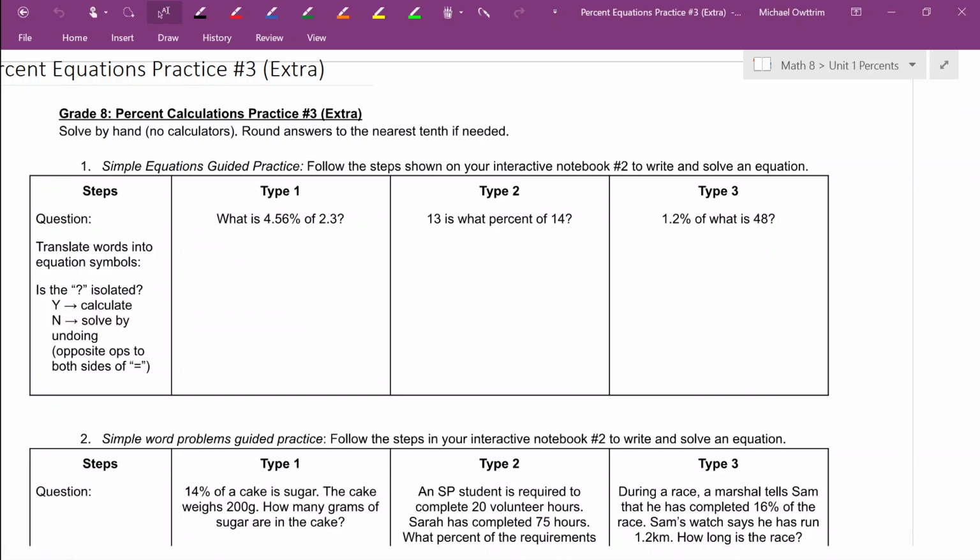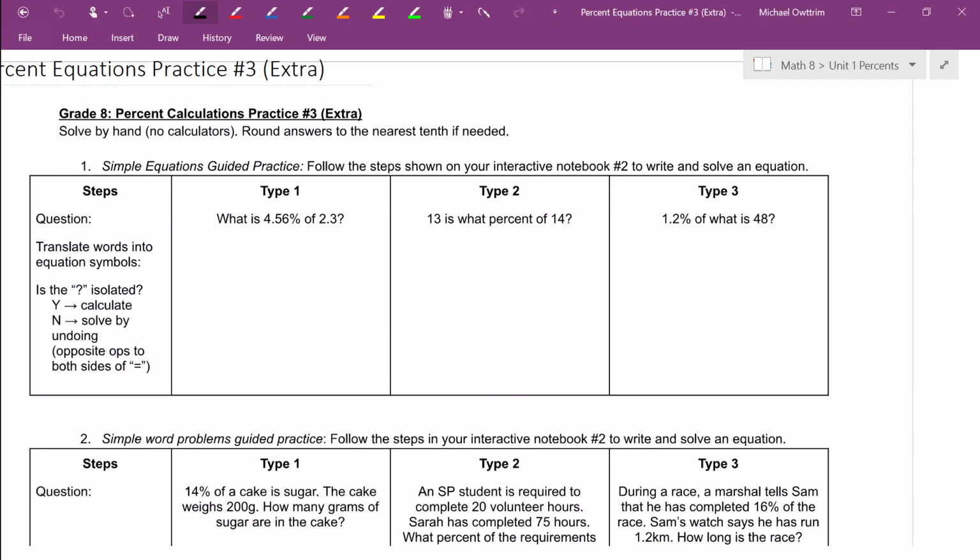Hello class, today we're looking at some extra practice with percent equations. So in grade 8 we can deal with three types of situations, and the first one is what I call type 1, which is what is some percent of some number. And this is actually the same type of equation that we dealt with in grade 7. The only difference for grade 8 being that we can have a decimal percent or a percent over 100.